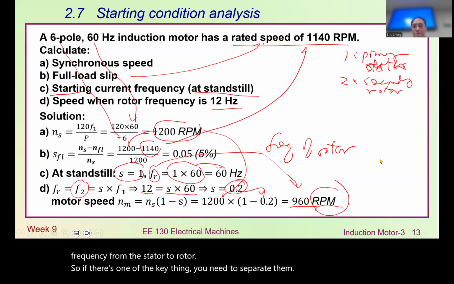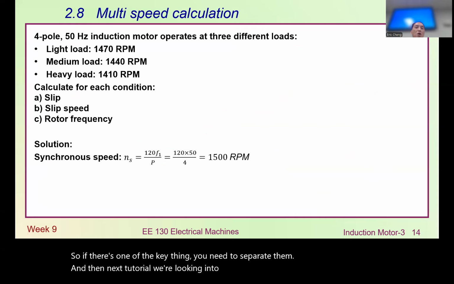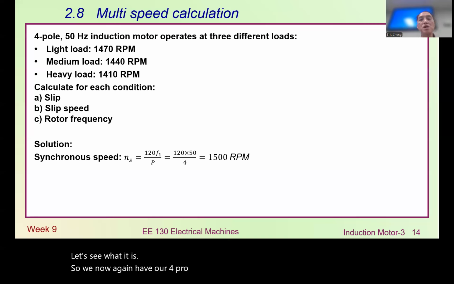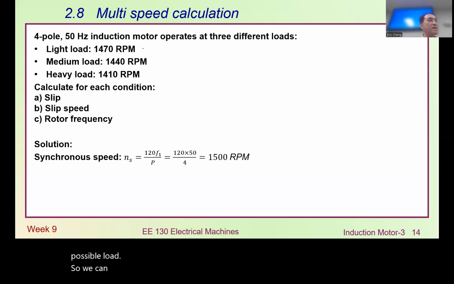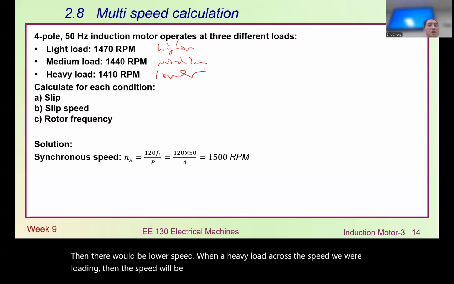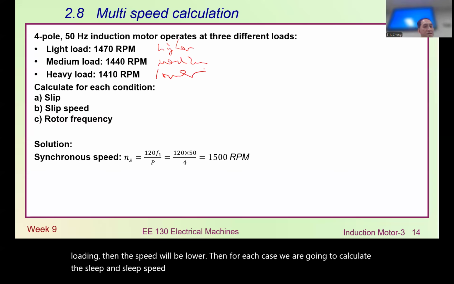And then in the next tutorial, we're looking into the multiple speed operation calculation. Let's see what it is. So we again have a 4-pole, 50 Hz induction motor operating at 3 possible loads. At light load, of course, the speed will be higher, then medium speed, and then lower speed. With heavy load, the speed will be lower. For each case, we are going to calculate the slip, the slip speed and also the rotor frequency.